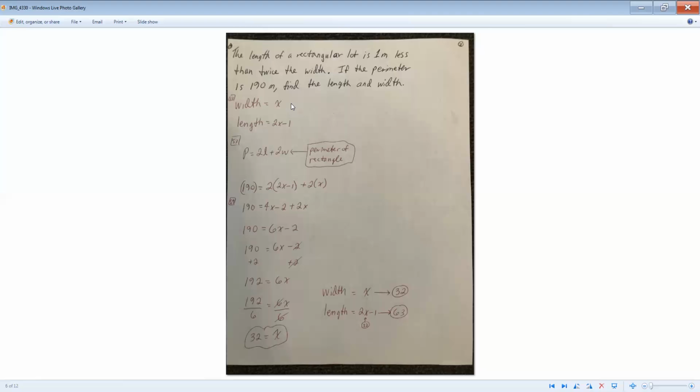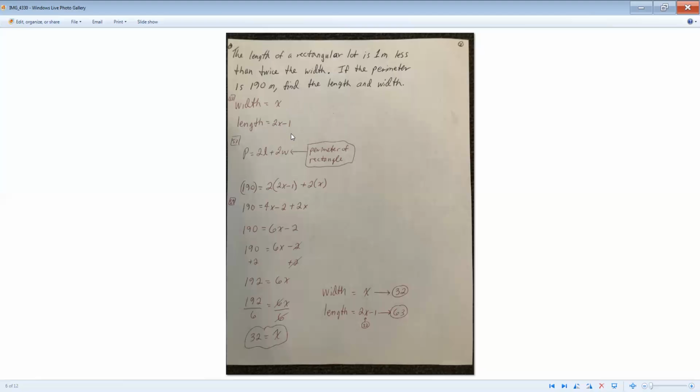So what we most definitely do not want to do is let one be x and the other one be y. What we can do is let the width be x and then write the length in terms of the width, since they use that to describe it. So they said it's 1 meter less than twice the width. So you take twice the width, that's 2 times x, and then subtract 1 from it.